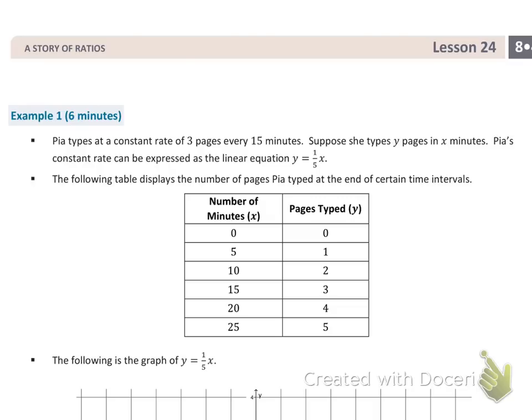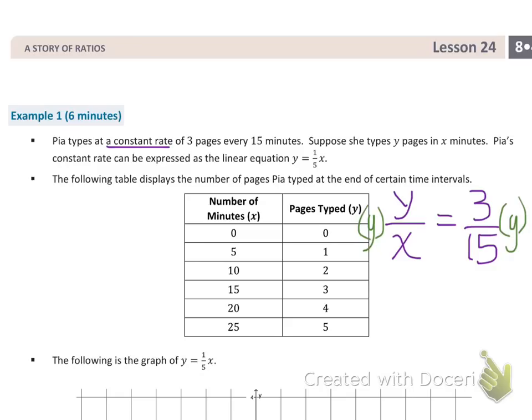Okay, so we are working with a constant rate problem. So we know that if we take our y pages in x minutes, that is a constant rate and it's going to be equal to her rate that's given here in the problem, which is 3 pages every 15 minutes. Okay, and if we want to multiply both sides of this equation then by x, we would get that y is equal to 3/15 times x. Sorry, we didn't multiply by y, we multiplied by x.